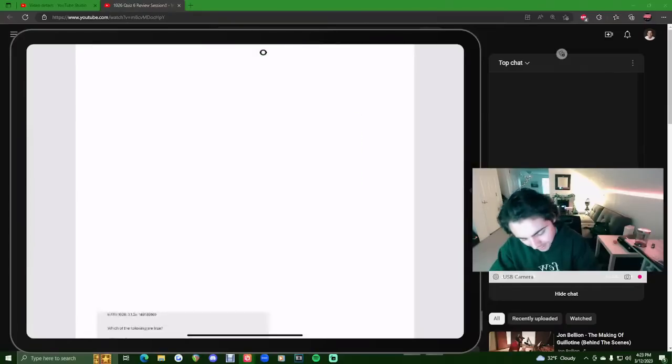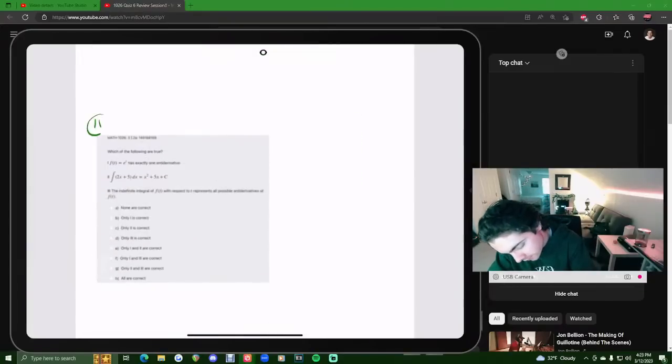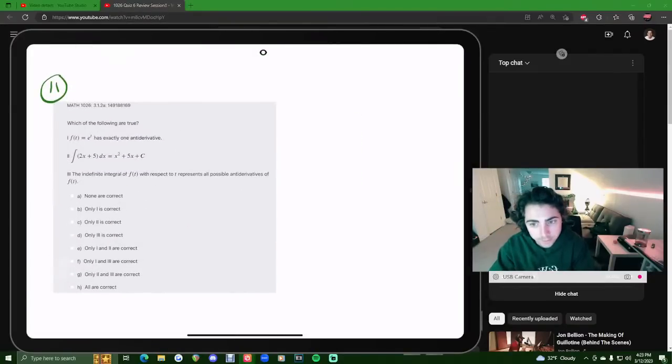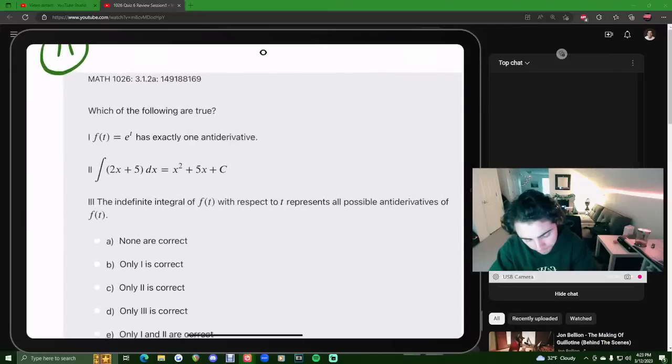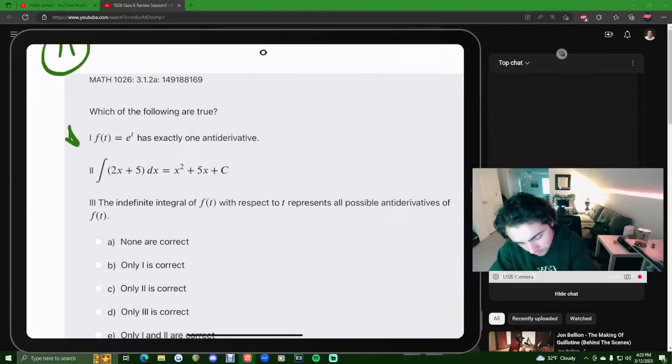Alright, that was number 10. Here's number 11. I think I have 3 examples of this, and then we might be done. Alright, let's jump right into it. Number 1, e to the t has exactly one antiderivative. So we know that the antiderivative of e to the t is e to the t.